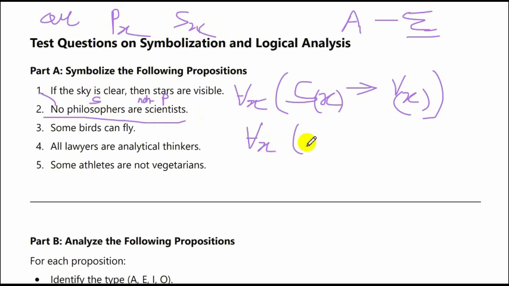So for all x, if x is a philosopher, then it implies that he is not a scientist. My bad, he's not a scientist. This way, because we are saying non-P, it becomes much easier to put the negation symbol.